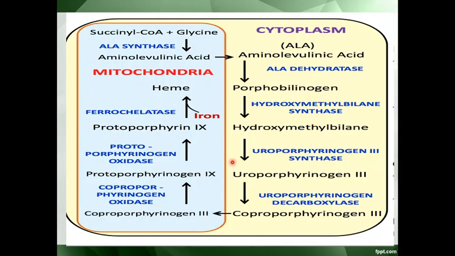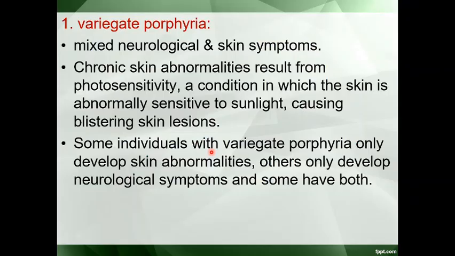Here you can see the deficiency of the enzyme which I have mentioned in the last slide. Variegate porphyria, as it is called mixed porphyria, I have told you it is a mixed porphyria. You have studied it before. Again, I am saying to you, in the last lecture, in lecture 9, in lecture 10, we have covered this porphyria. It is the same porphyria. I am only revising here to show you that it contains the mixed symptoms, mixed neurological and skin symptoms.